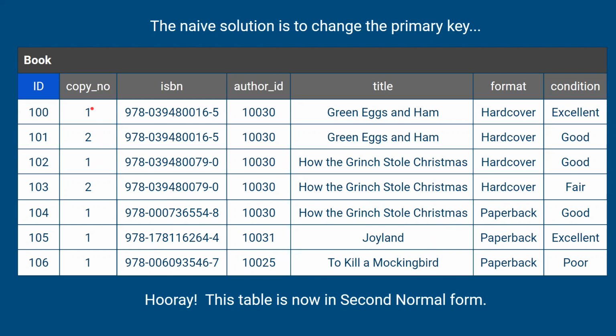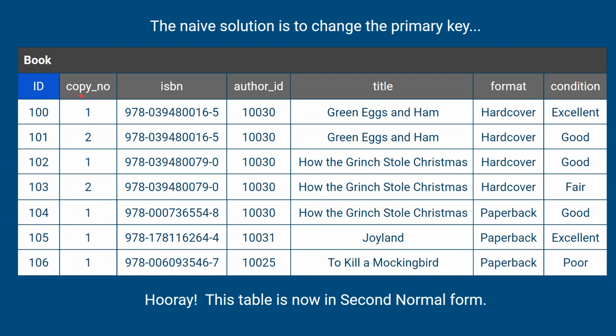Okay, what have we given up by saying we're not going to have this composite primary key? Well, do we even need copy number now? Oh, that's a good question. Maybe we don't even need copy number. We could throw out copy number, just use ID. So that's one thing to think about.